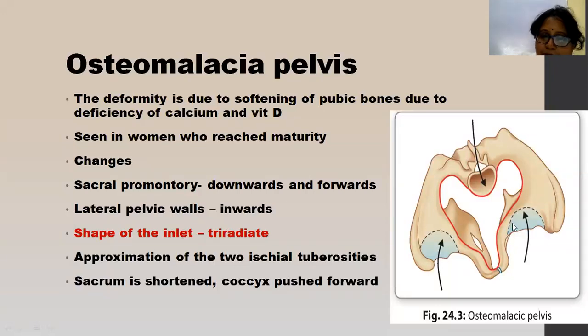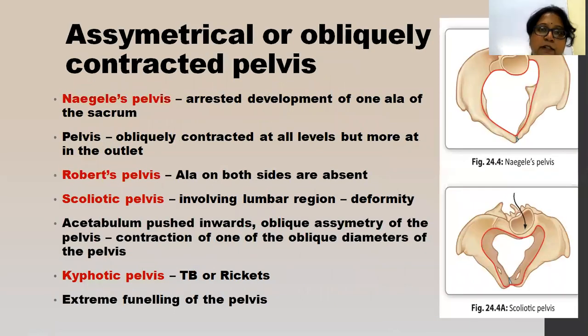And there is approximation of the ischial tuberosities here. This is one ischial tuberosity, this is one. There is approximation of these. The sacrum is shortened and the coccyx is pushed forward. Next, asymmetrical or obliquely contracted pelvis. How do these look like?